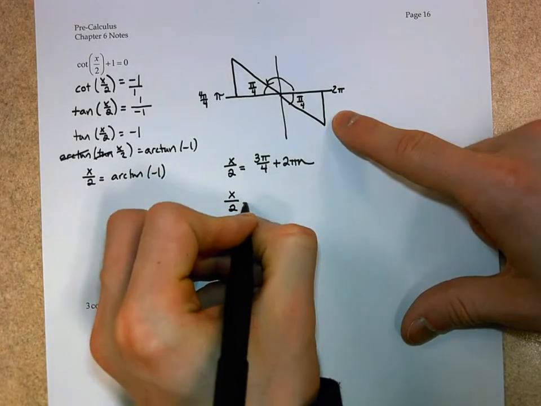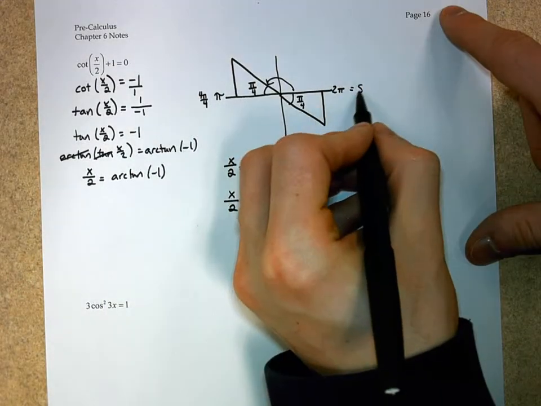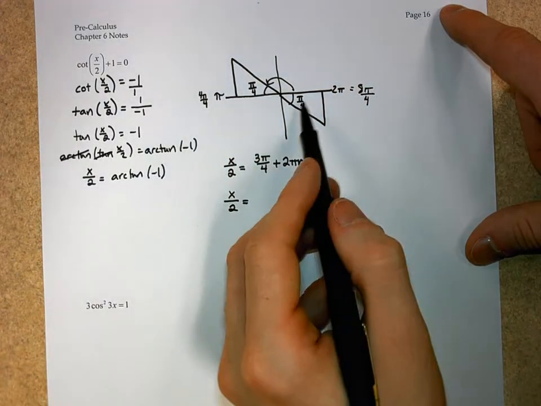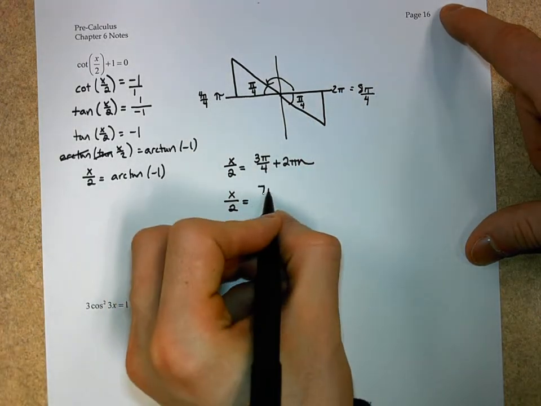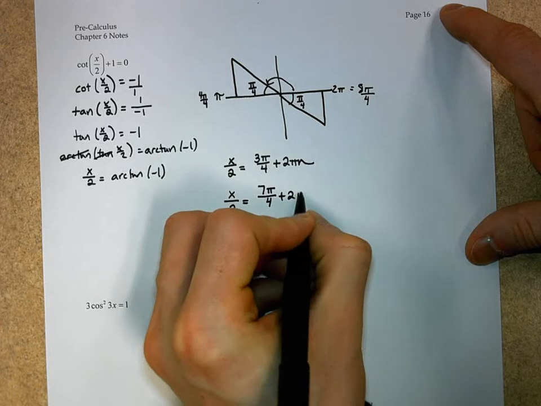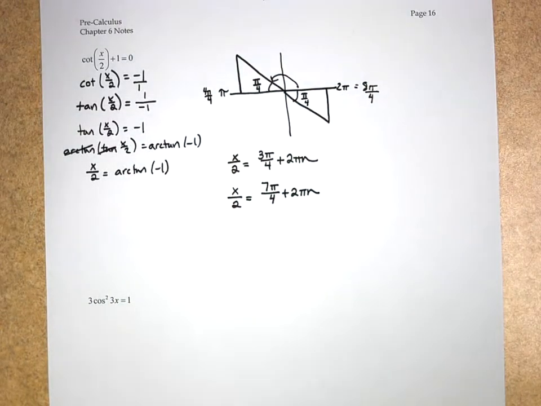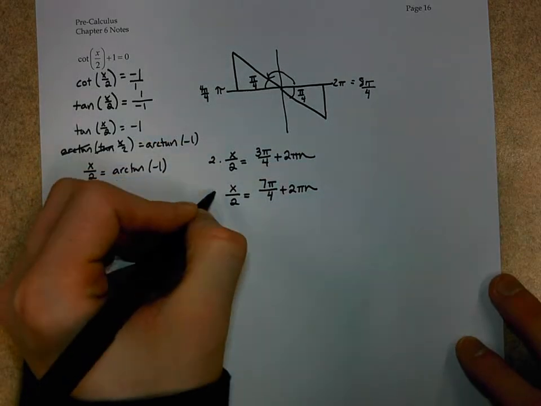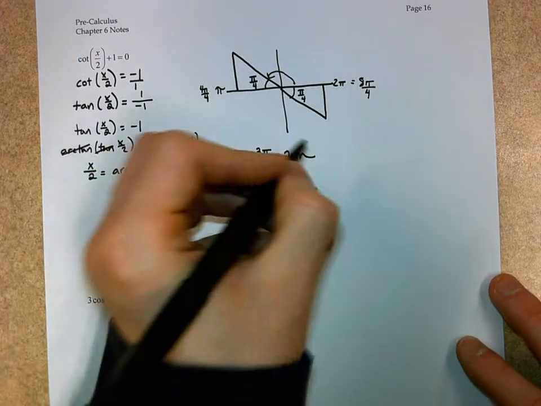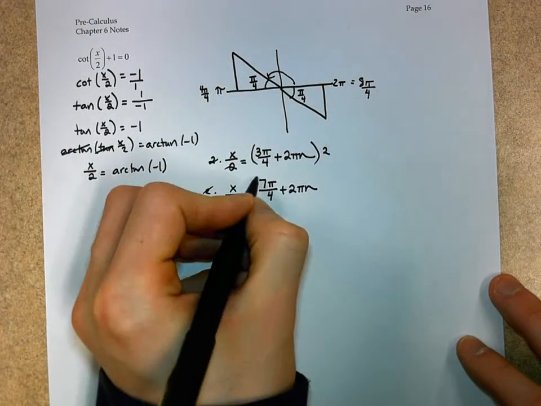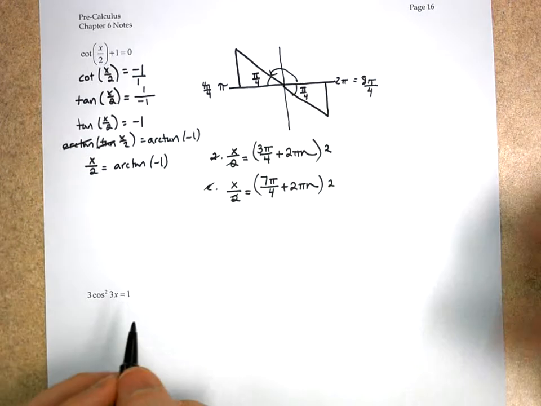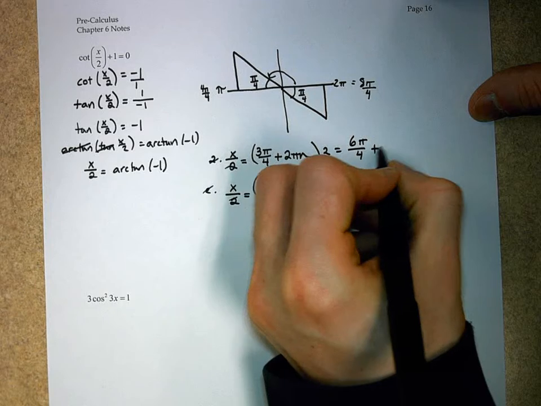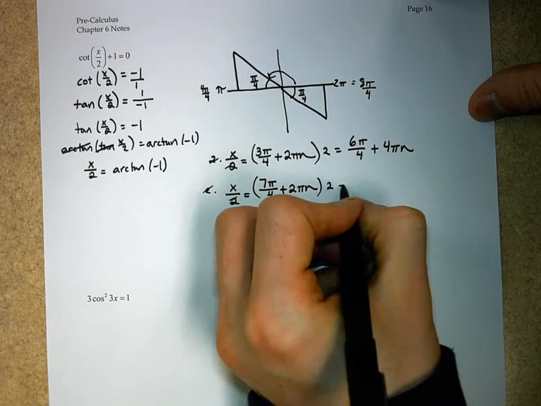This one then, x over 2, 2 pi is the same thing as 8 pi over 4. So this is pi over 4 before that, which is 7 pi over 4. And then as I solve this one out, I'm going to multiply both sides by 2. And I've got to be sure to multiply the entire quantity by 2. So then that gives me 6 pi over 4 plus 4 pi n.